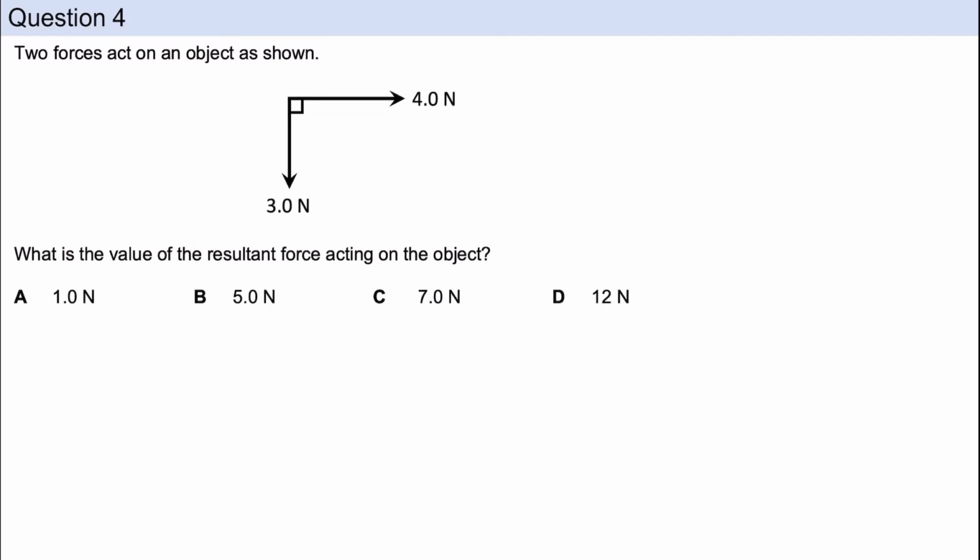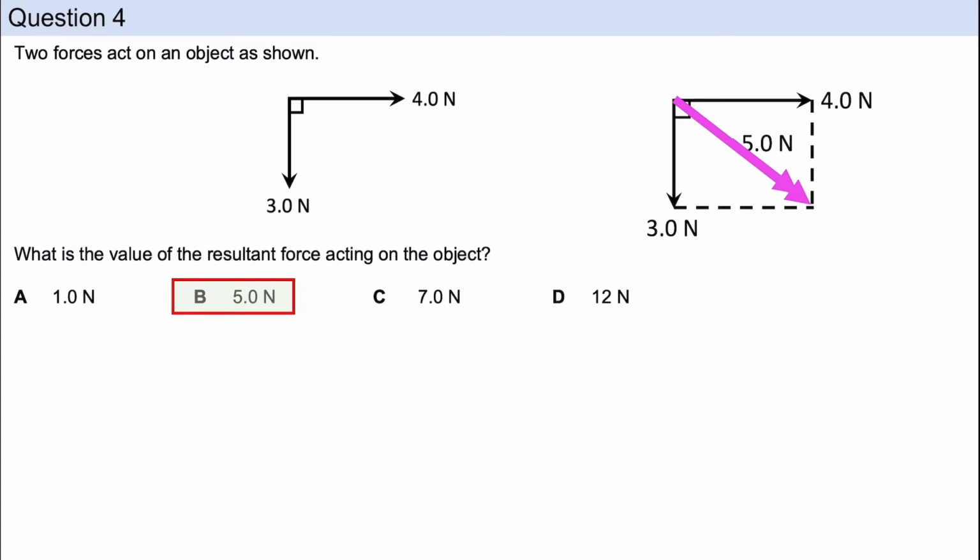Question 4 is on vector addition. You have a 3 newton force and a 4 newton force, and what is the value of the resultant force? Draw a parallelogram and draw the resultant force, and then you can use Pythagoras theorem to find the magnitude of the resultant force as 5 newtons over here.